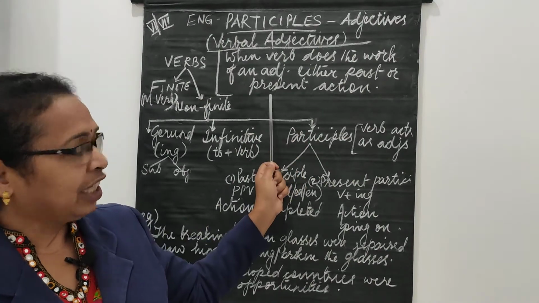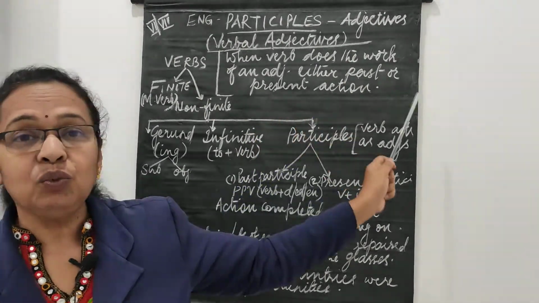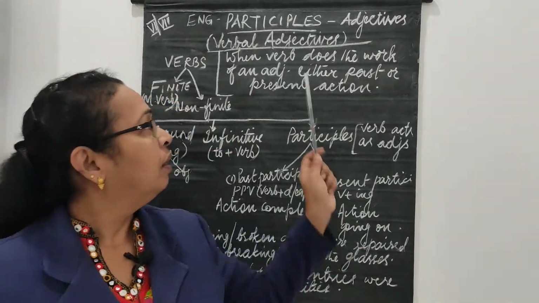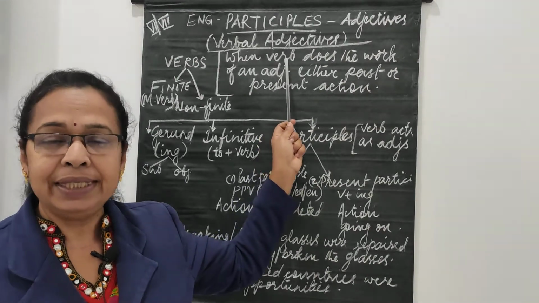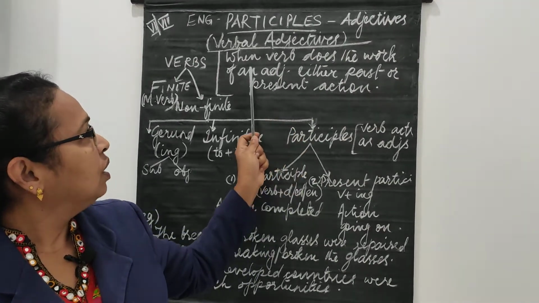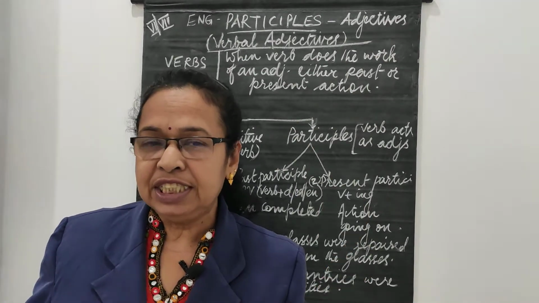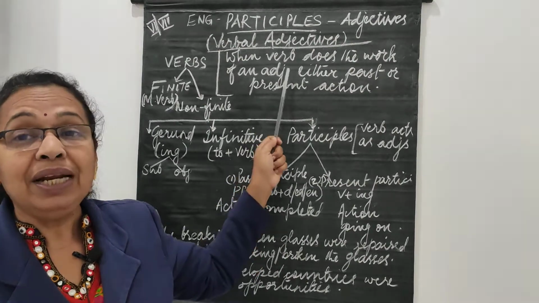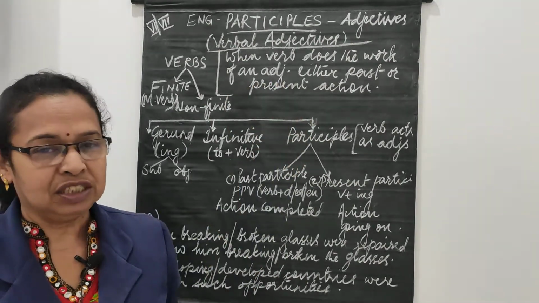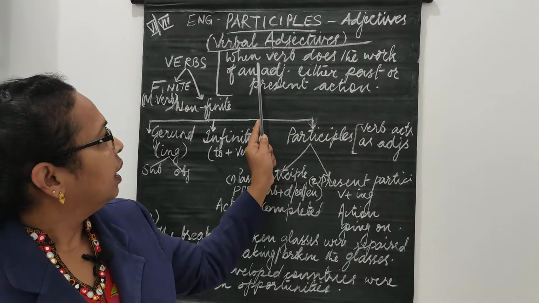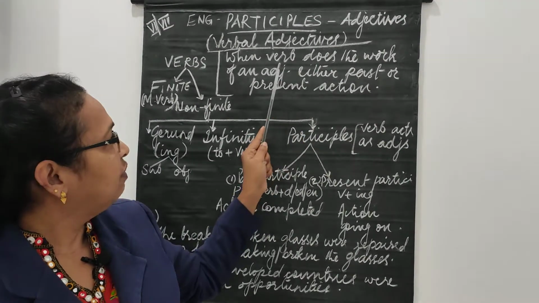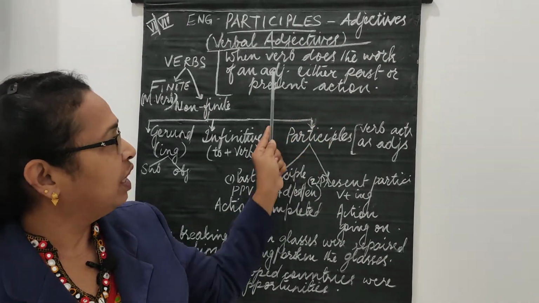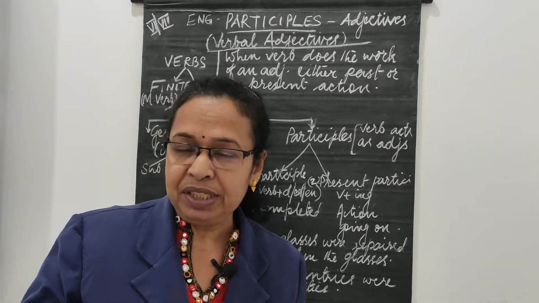Because the verb does the work of an adjective, we can also call it a verbal adjective. Participles are also called verbal adjectives. Why is it so? Because the verb does the work of an adjective in a sentence, so it's called a participle, or verbal adjective. The action is in the present or in the past.